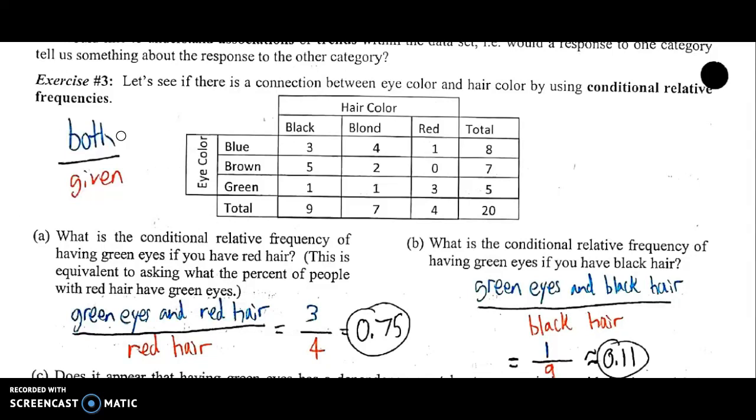So for this type of question, we're always going to use the same concept. I look at both categories and use them as the numerator of a fraction, and I look at my given information and use that as the denominator of my fraction.